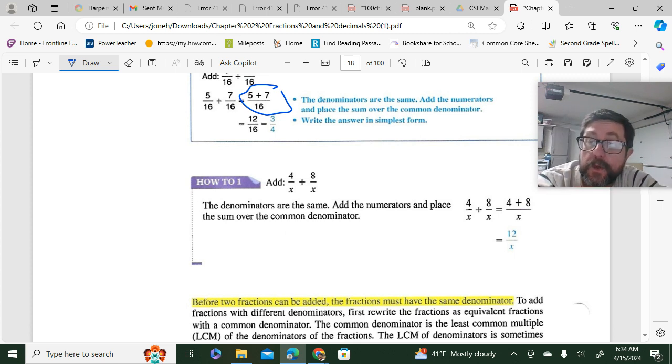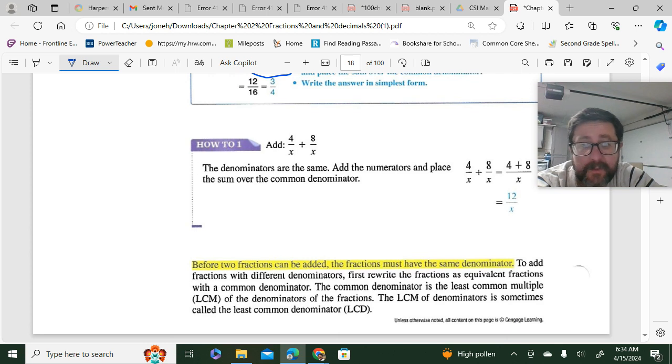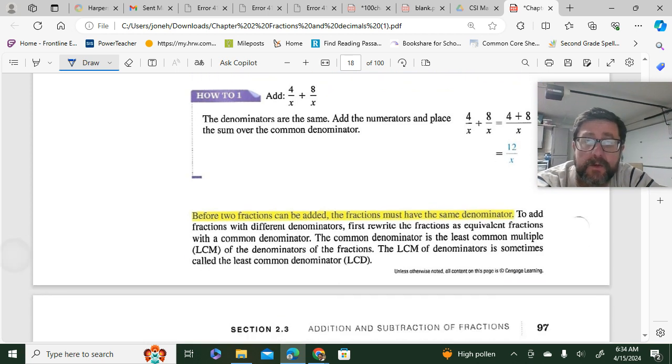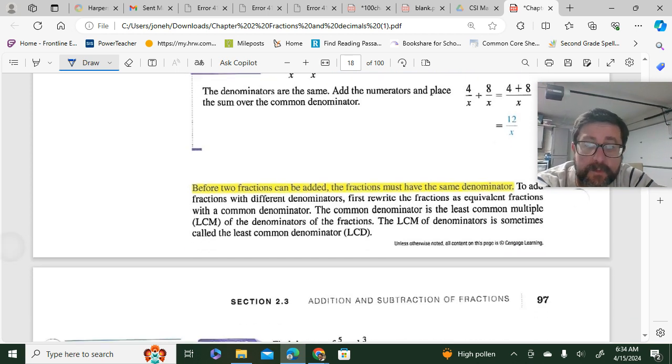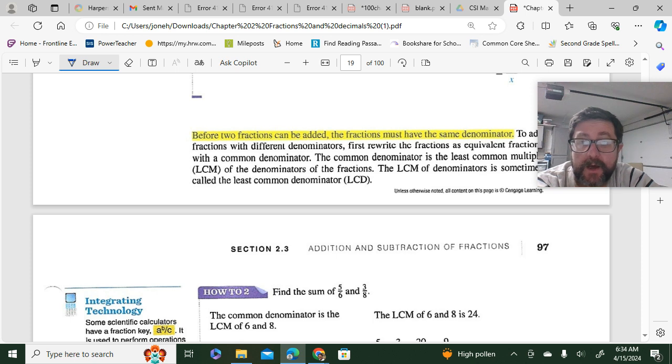Okay, so we have 4 over x plus 8 over x. That equals 4 plus 8 over x. You have 12 over x. What does x equal? Doesn't tell us, doesn't really matter because we're just simplifying it. Before two fractions can be added, in yellow here, they must have the same denominator. You can't add them if they don't.